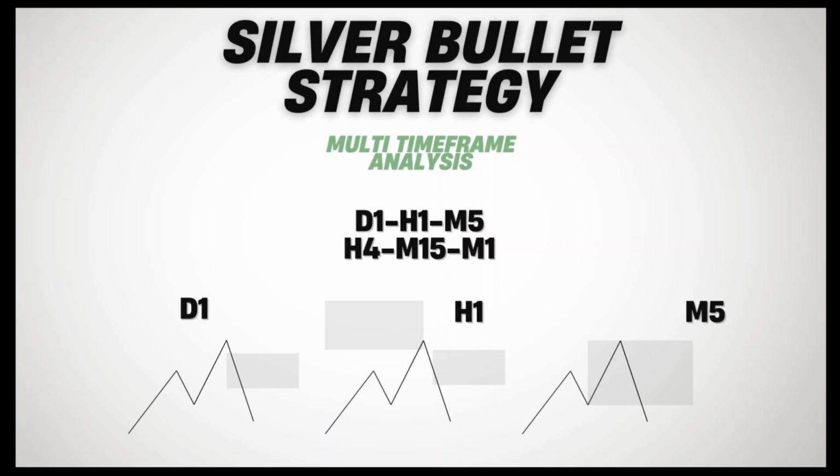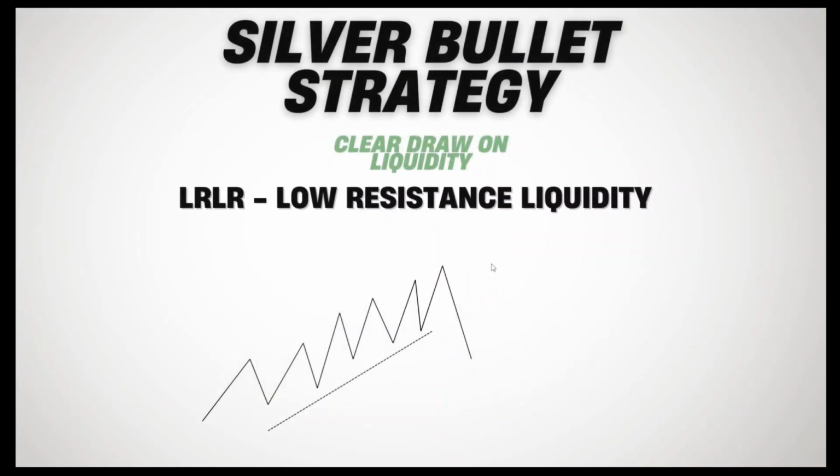So now we've got the daily as a high time frame, the H1 as an intermediate time frame, and this as a short term. We'll be discussing examples. The next criterion is the clear draw on liquidity, the low resistance liquidity, right? The LRLR. We should have the clear draw on liquidity, as in there are low resistance failure swings, so we can just target it as an LRLR move, like a massive move.